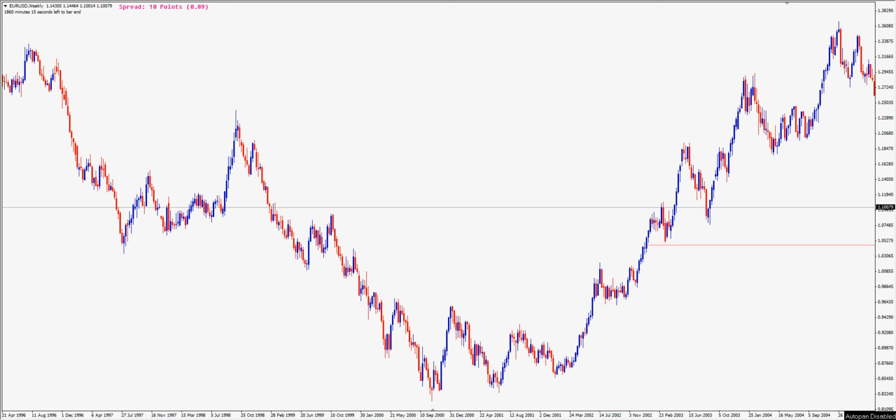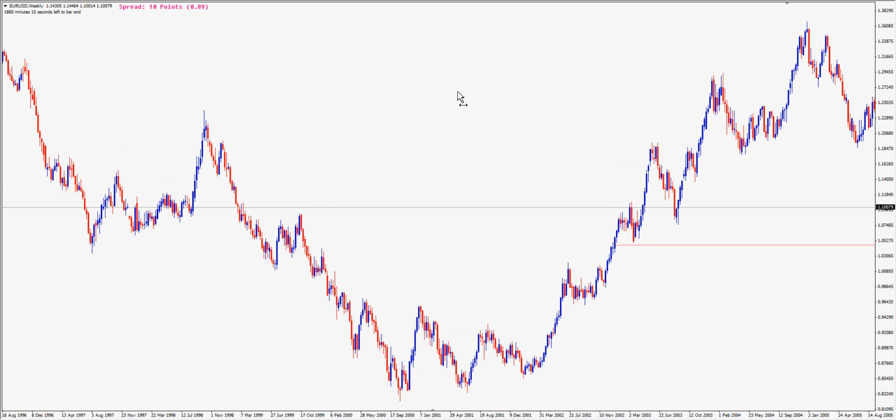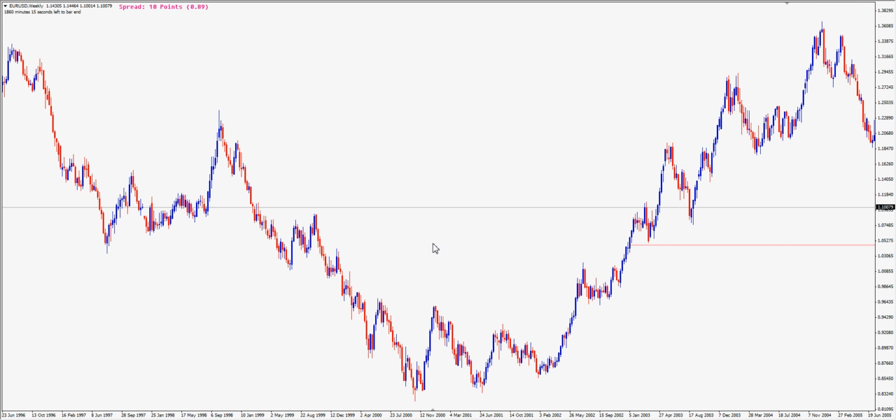Okay, I'm gonna do a video here just on FTRs and fakes of the FTR and the decision points below FTRs. This is euro dollar and we're looking at a weekly chart.